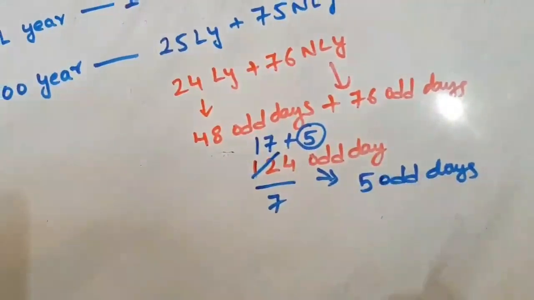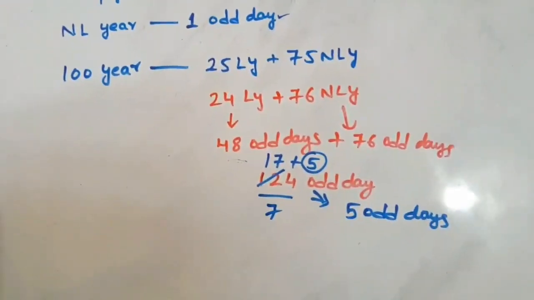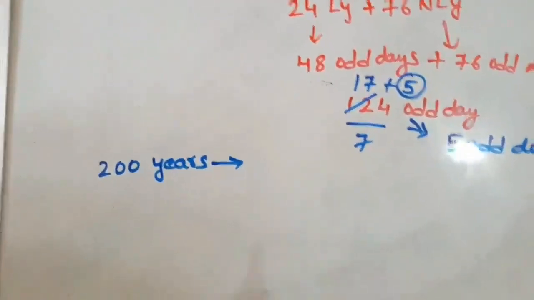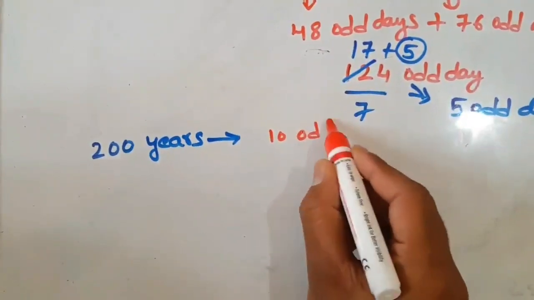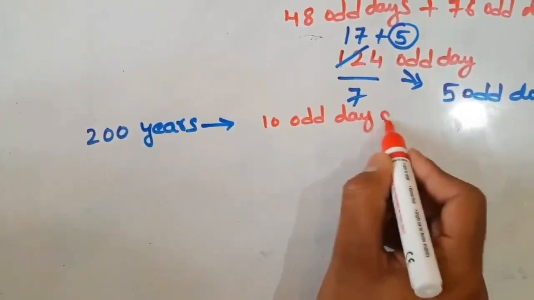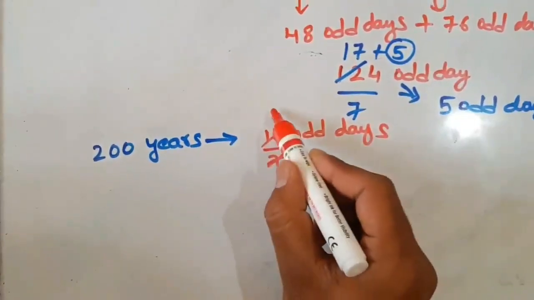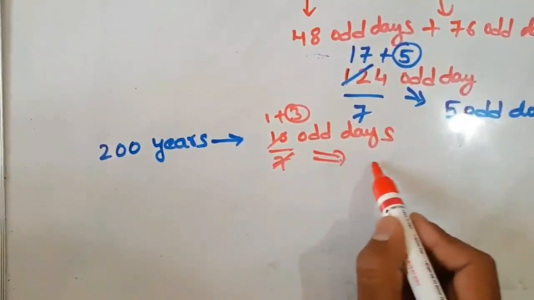In 100 years there will be 5 odd days. 200 years means 10 odd days. 10 is more than 7, so I have to divide by 7. So I will get 7 ones are 7, and remainder 3. So in 200 years there will be 3 odd days.